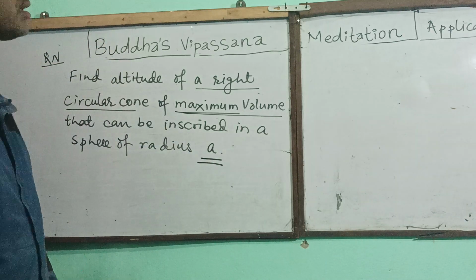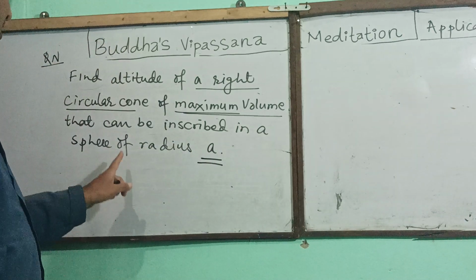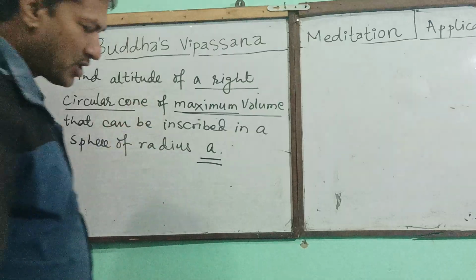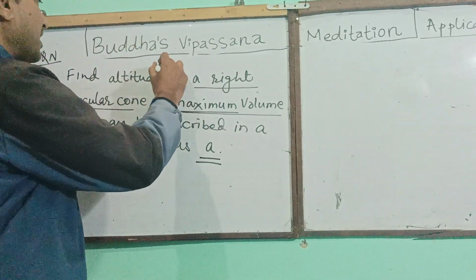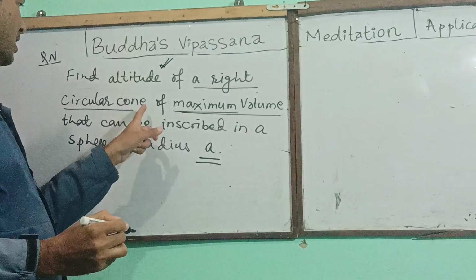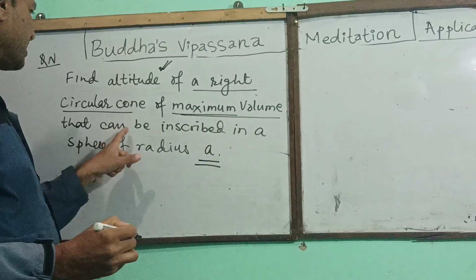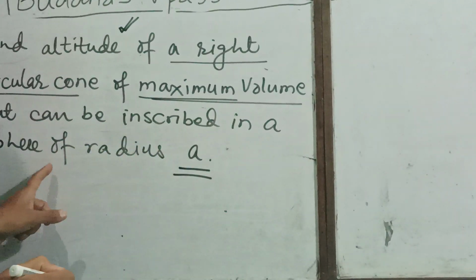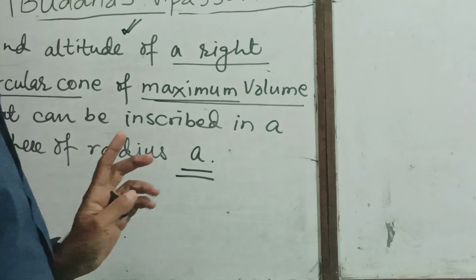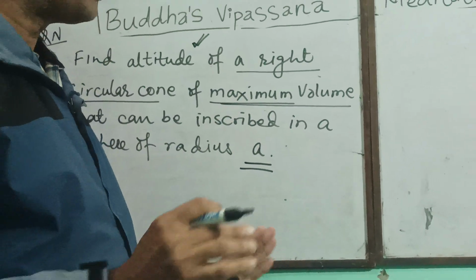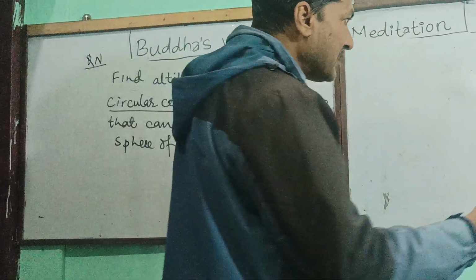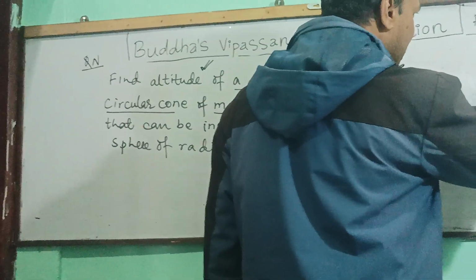So what is given? The first question is how much the altitude of a right circular cone of maximum volume that can be inscribed in a sphere. Inscribed in a sphere means the cone is inside the sphere. So we can draw one figure over here.